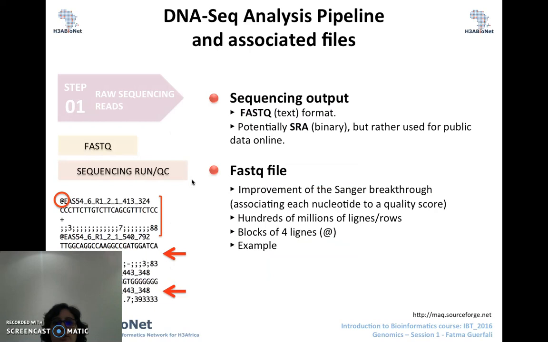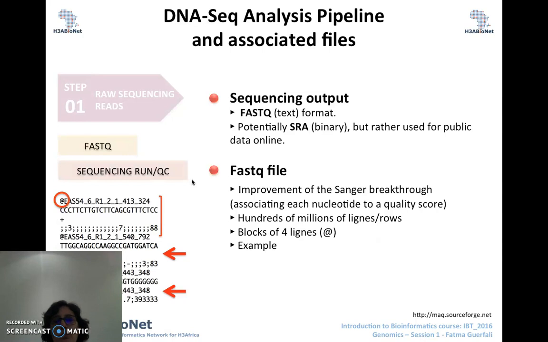So the first thing that you get as an output is a FASTQ file format. So this is the most common format. So it could also be an SRA, which is a binary format, but this is rather used for public data online, and we will be seeing this in the practical part. So what are the major characteristics of the FASTQ file?